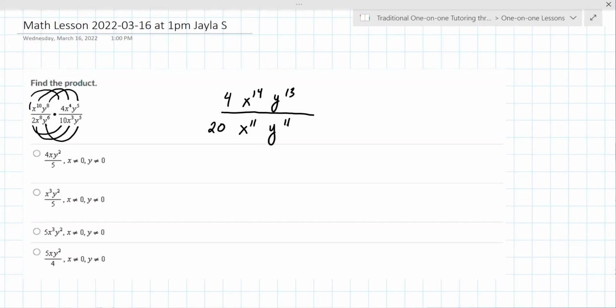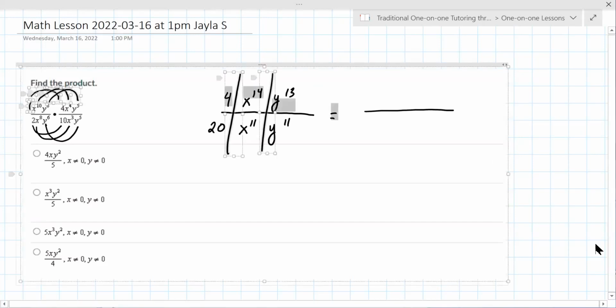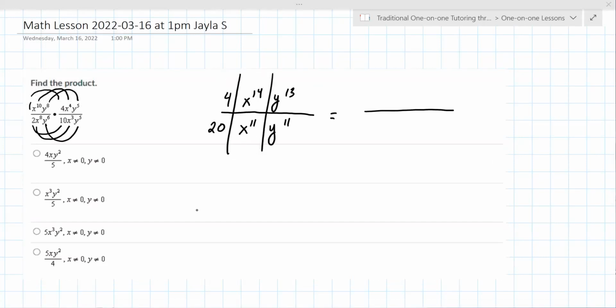Okay, so next thing here is to cancel or divide. Actually, we were doing that the other way. So to do this, 4 divided by 20 is 5, but the 5 actually goes on the bottom because 20 is bigger. You mean 1 over 5.